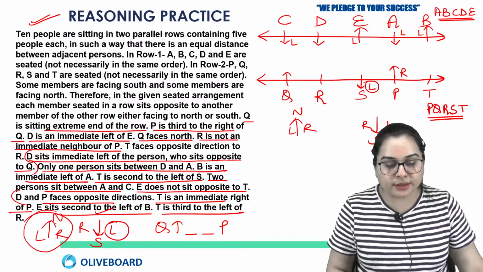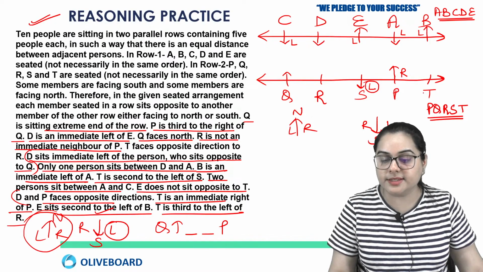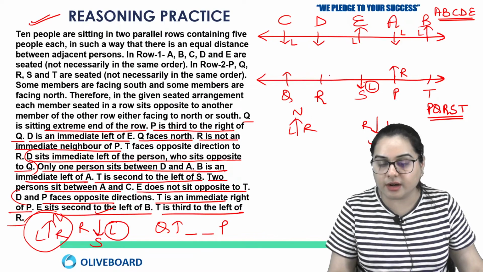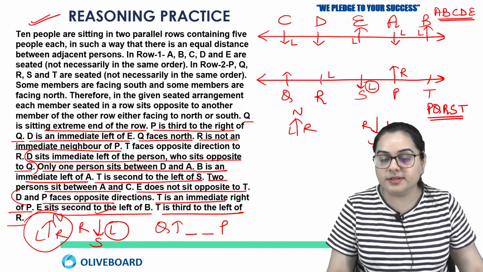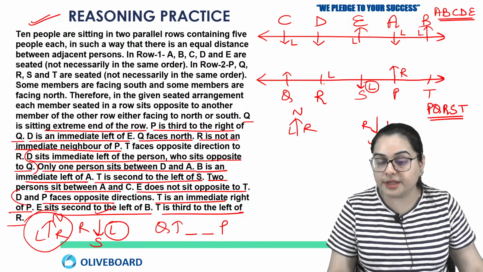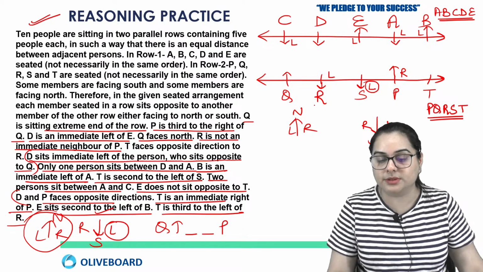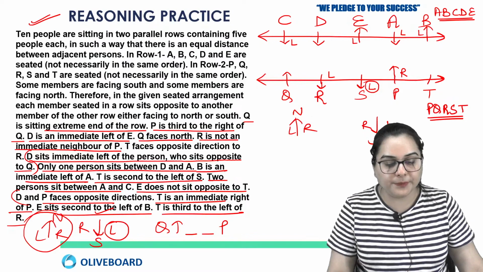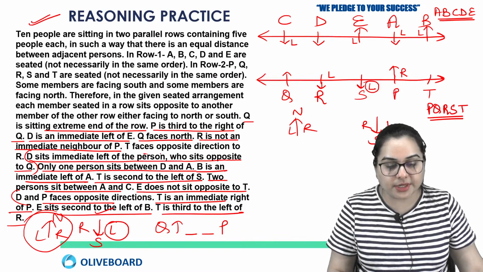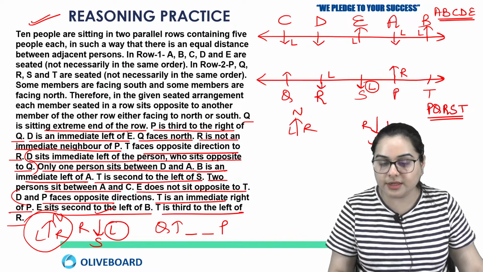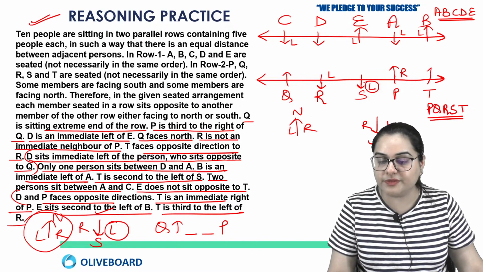Okay. Now T is third to the left of R. Now T is where? Towards third left of R. So it is left of R. So where will R be facing? Here R will be facing south. Now any information, T faces opposite direction to R. Now R is facing south, so T will be facing north.